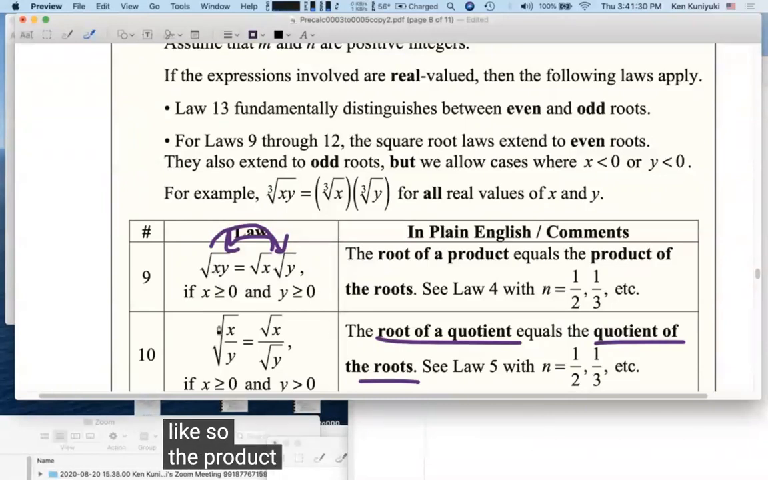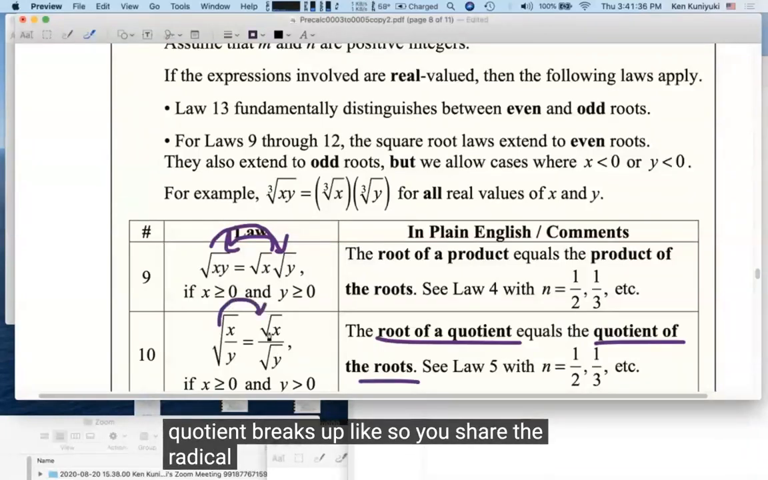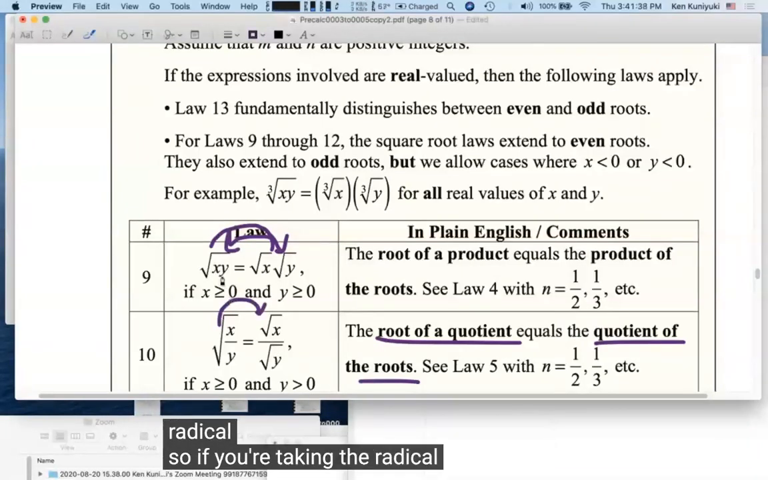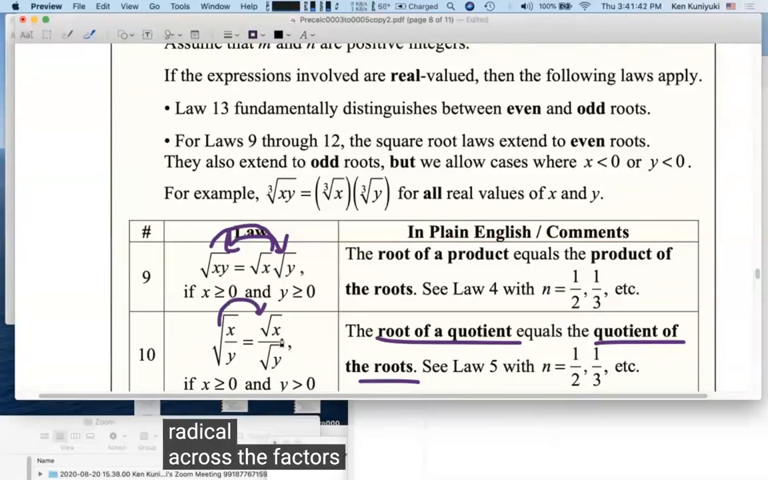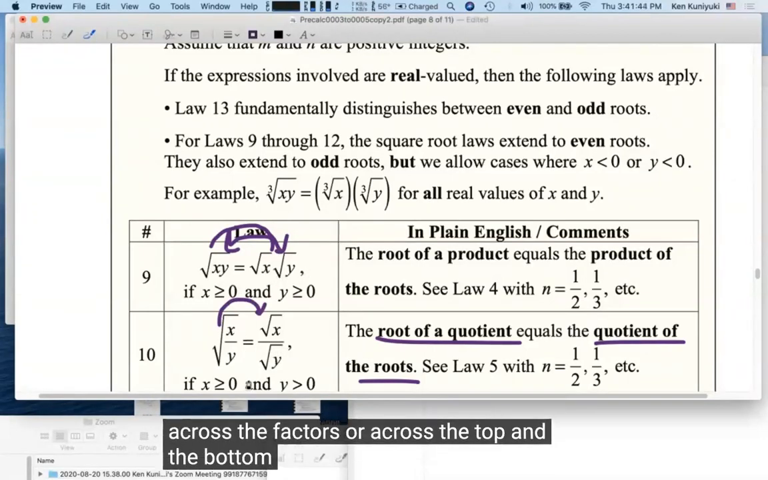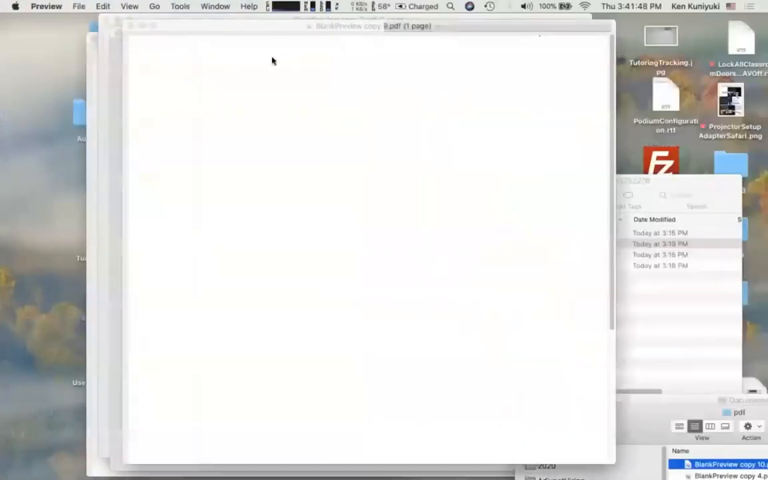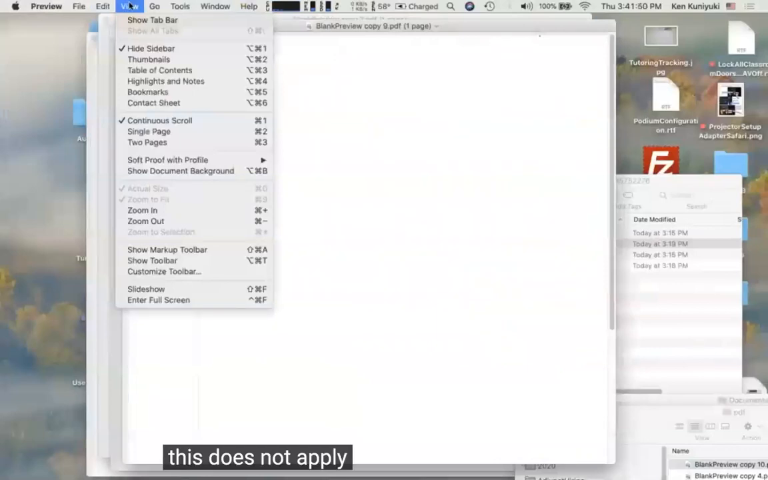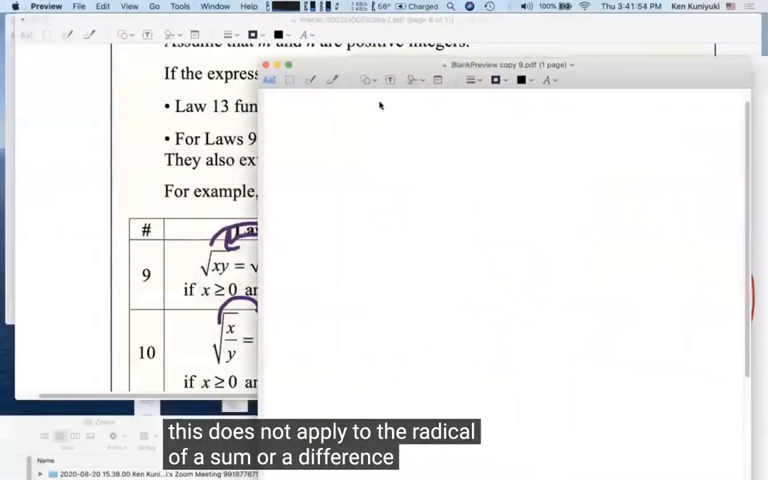The square root of a quotient breaks up like so. You share the radical. So if you're taking the radical of a product or a quotient, you can share the radical across the factors or across the top and the bottom. However, this does not apply to the radical of a sum or a difference.